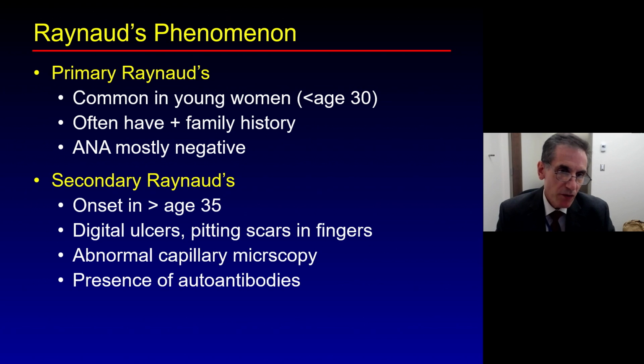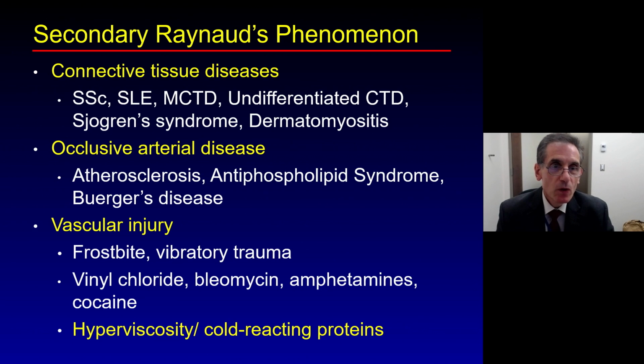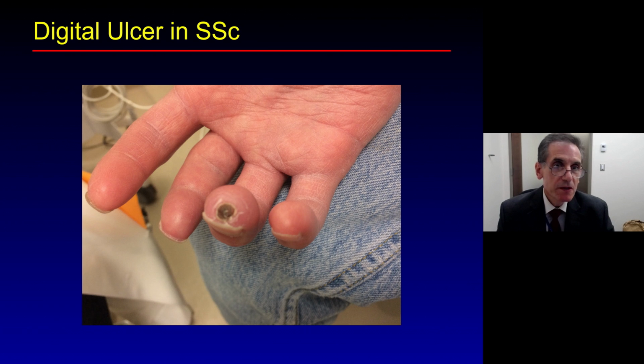If you see someone with Raynaud's after the age of 35, you need to be suspicious for the development of some type of autoimmune disease. So in secondary Raynaud's, any connective tissue disease, including lupus, mixed connective tissue disease, Sjogren's, dermatomyositis, Scleroderma, those are the important connective tissue diseases that can be associated with secondary Raynaud's. And then there are a variety of other diseases, including occlusive arterial diseases, including antiphospholipid antibody syndrome, vascular injury due to trauma or drugs, and cold reacting proteins or hyperviscosity syndromes.